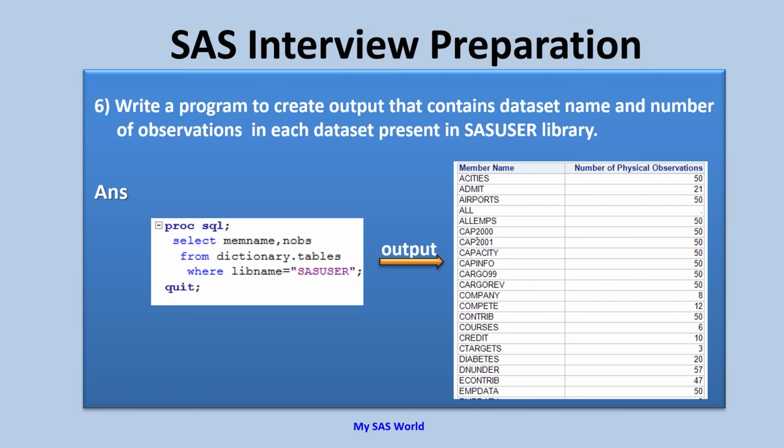We are using memname. We know that the memname variable stores a dataset name, and we are using NOBS, which is the number of observations. This variable stores the number of observations from dictionary.tables, where libname equals SASUSER, quit. The output is here: member name and number of physical observations. Don't be confused by the variable name shown here being different. A label is applied here, so that's why it is showing differently, but the name is the same. All right, I think it's clear to you guys. Let's move on to the next question.